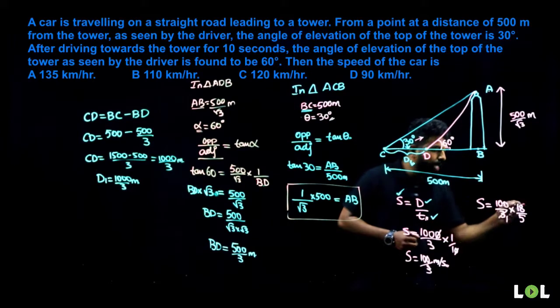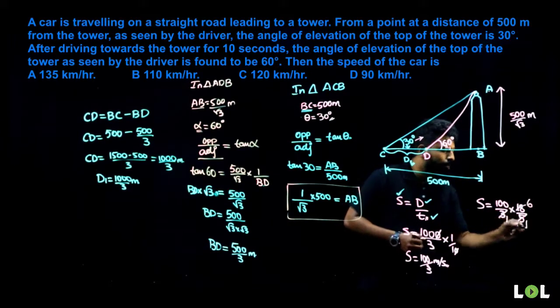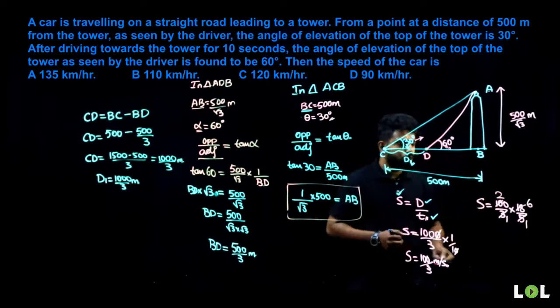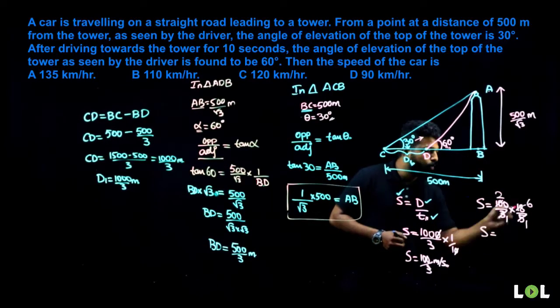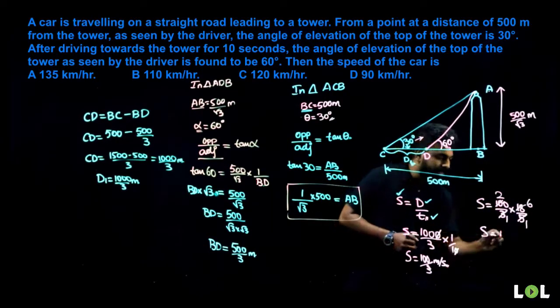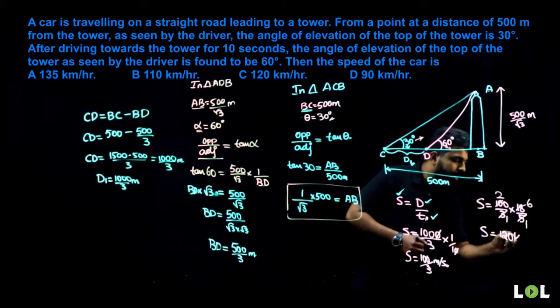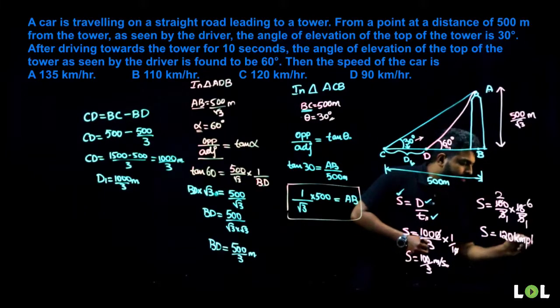So it is 100 by 3 into 18 by 5. So 3 one times, 3 six times, 5 one times, 5 two times. So what will be my speed? Speed will be equal to 6 into 20, that is 120 kilometer per hour.